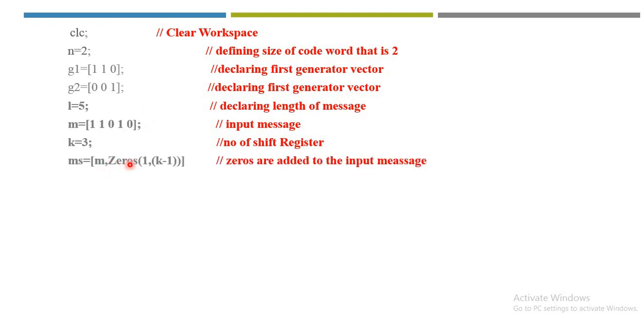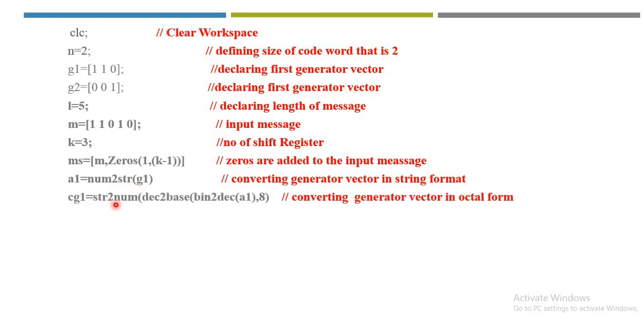ms is equal to [m, zeros(1, K-1)]. Here what we are doing is, along with this message signal, we are adding a few zeros, and the number of zeros is completely based on the number of shift registers which we are using. This is used so that the complete data will be passed through the shift register. To make that happen, we are adding more zeros so that the complete input gets passed through the shift register. Then a1 is equal to num2str. This function is used for converting the given generator vector into a string.